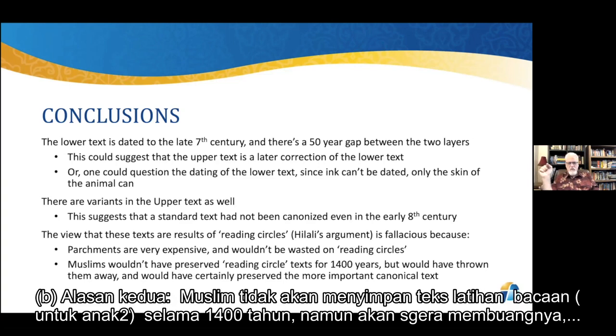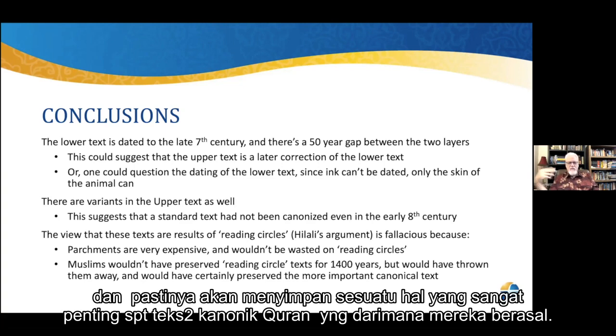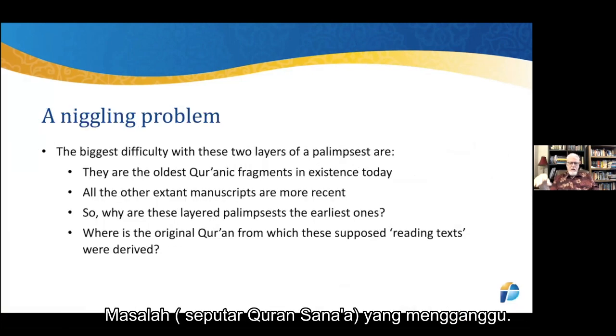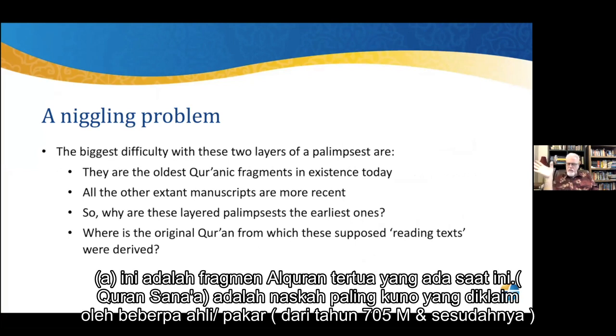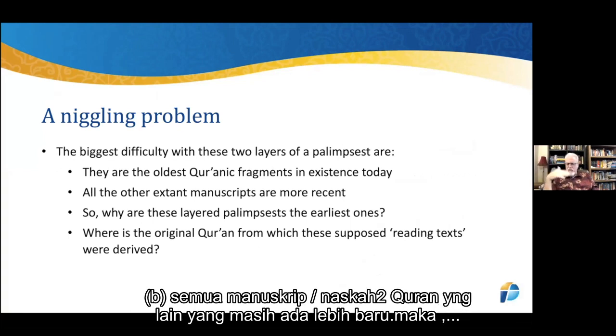Muslims wouldn't have preserved reading circle texts for 1400 years, but would have thrown them away and would have certainly preserved the more important canonical texts from which they're derived. Another niggling problem. The biggest difficulty I see is this. These are the oldest Quranic fragments in existence. This is the oldest manuscript that most scholars claim, from 705 and later. All the other extant manuscripts are more recent.